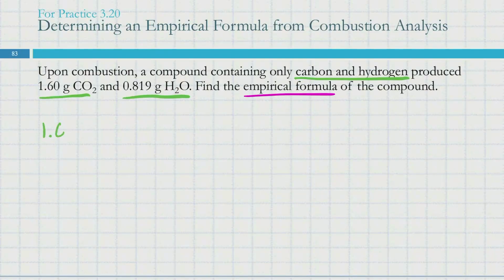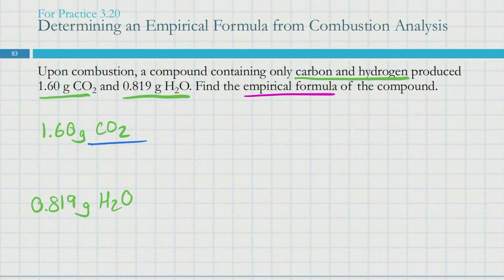So we've got 1.60 grams CO2. We've got 0.819 grams H2O. All of our original carbon went into this CO2. All of our original hydrogen went into this H2O. So if we can figure out how much carbon we've got in this CO2, and how much hydrogen we've got in this H2O, then we can figure out how much we started with. And we can do that because we know the formula of the CO2, we know the formula of the H2O.